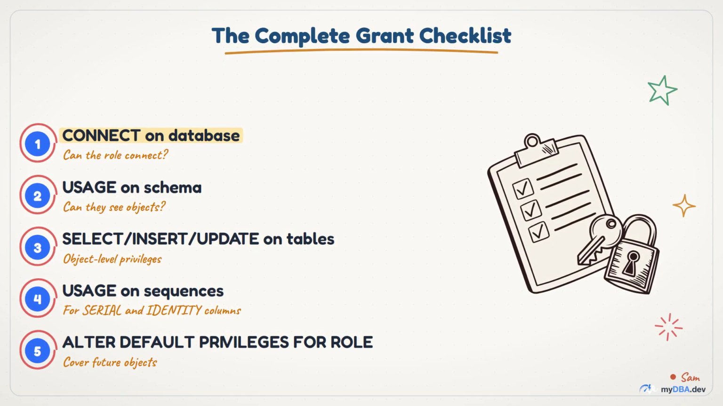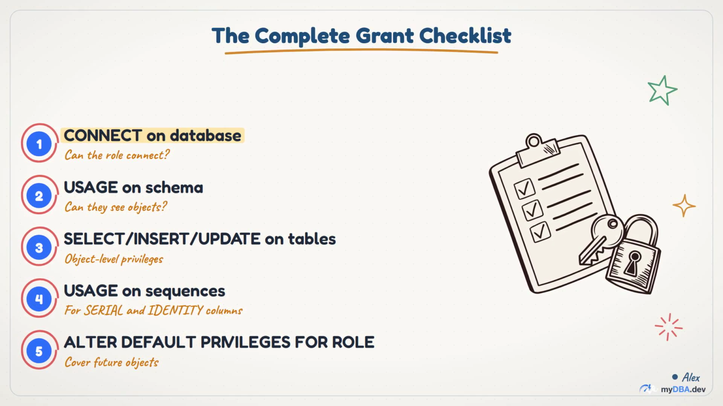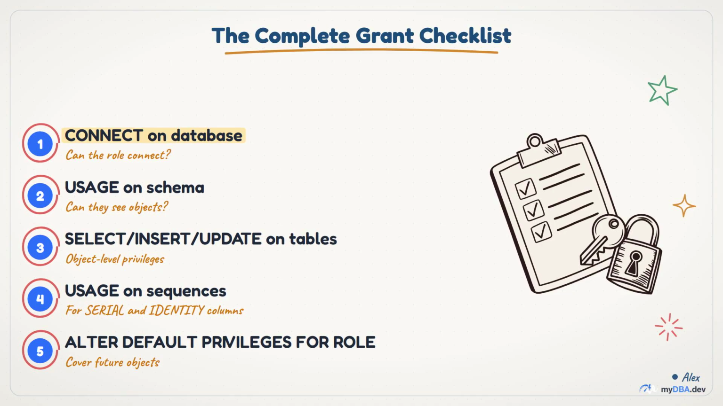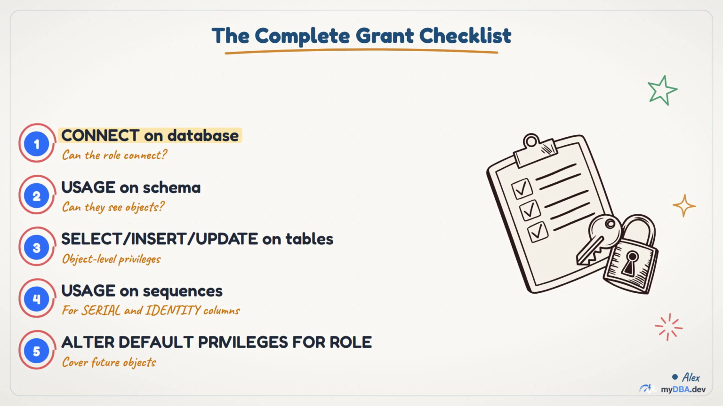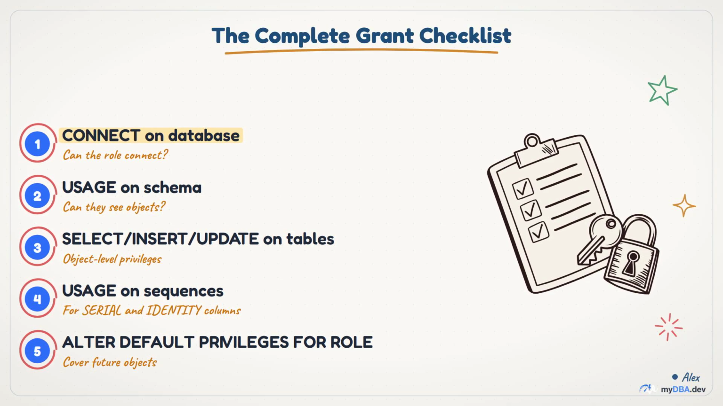Wait, sequences need their own grant? Yes. If your table has a serial or identity column, the role needs usage on the underlying sequence to call nextval during insert. That's a separate object type. And yes, you need to set default privileges on sequences too if you want future ones covered.